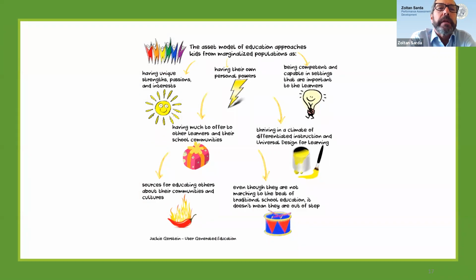I think it's useful in thinking about the asset model of educational approaches for kids from marginalized populations, like that idea that there are unique strengths, passions, and interests that they bring to school, and that we can actually capitalize on and use and affirm and validate in our work with them.